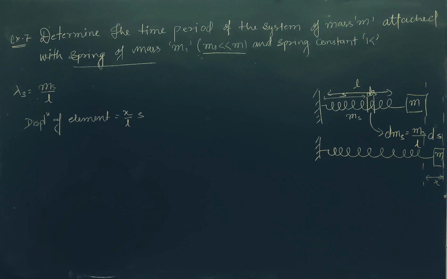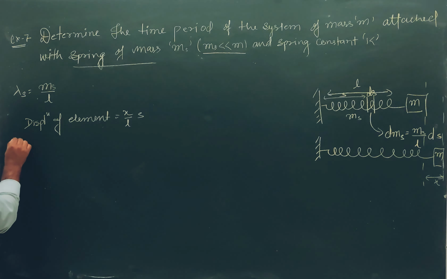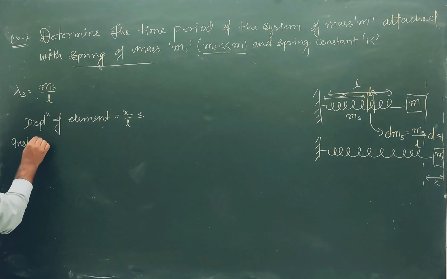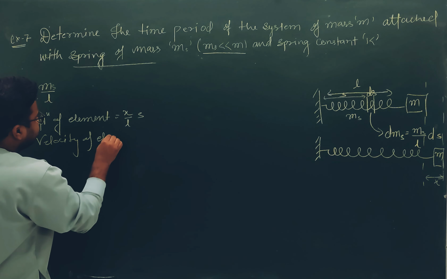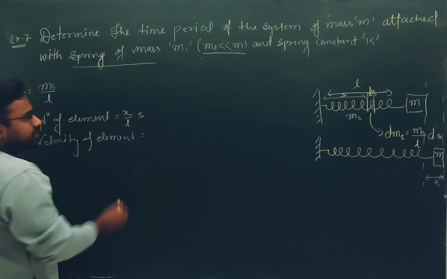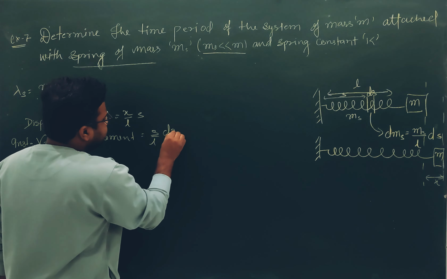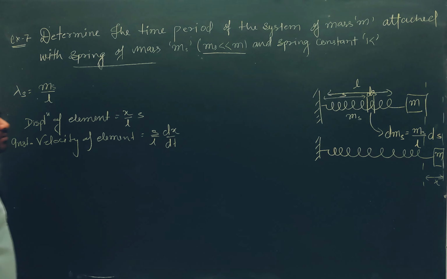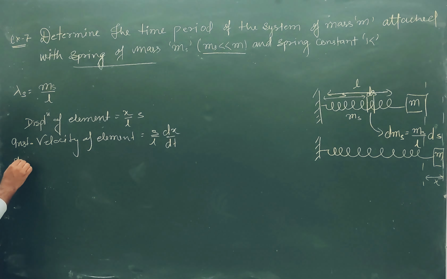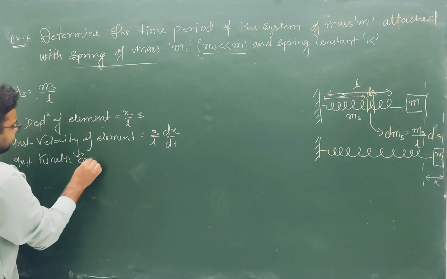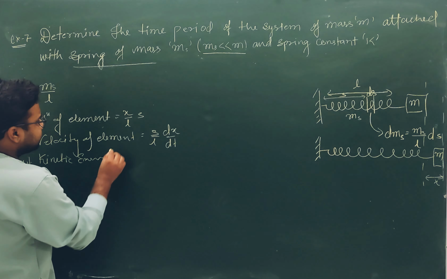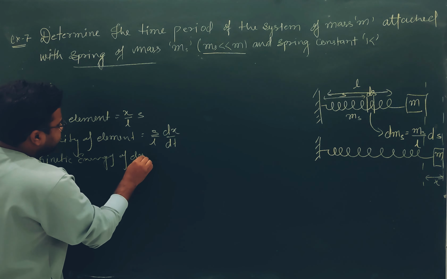Now look at this. If I am calculating the instantaneous velocity of the element, what can we write? This is s upon L, dx upon dt. Now if I ask what is the instantaneous kinetic energy of the element?